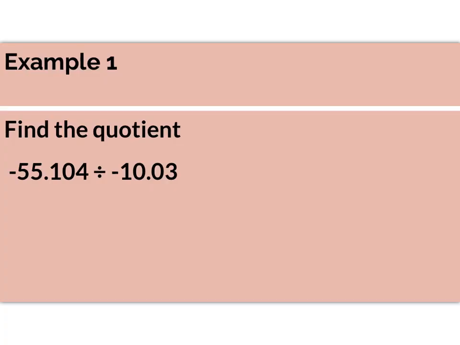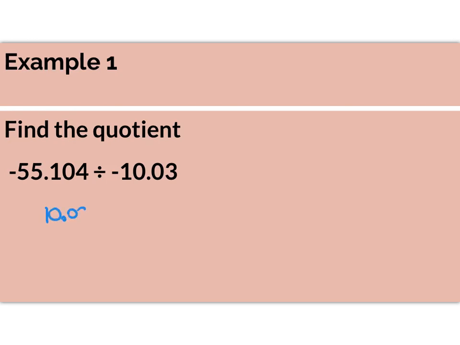Okay, so find the quotient. We're actually going to do this. So two negatives become a positive. I do not have to worry about my sign at the end. So 55.104 gets divided by 10.03. In normal division, you would just go ahead and do this, but you can't do that when you're dividing decimals. So let's show you how to do this.